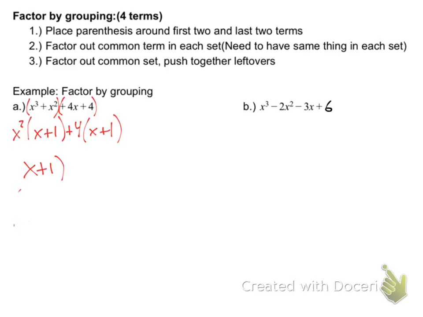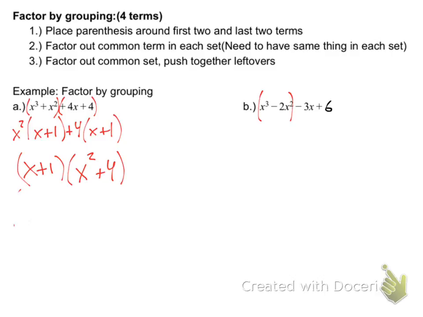So I'm going to take the x plus 1 and factor it out, leaving me with x squared plus 4, or the outside stuff, I'll just push it together. You have now just factored by grouping. Not so bad, right? Try the second one on your own. We'll come back to it.